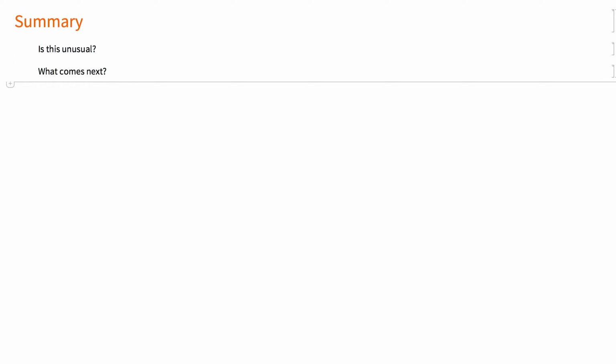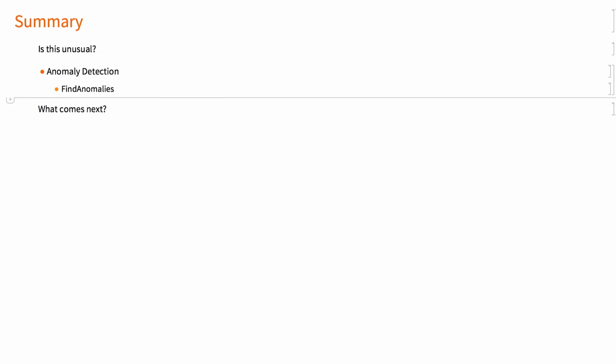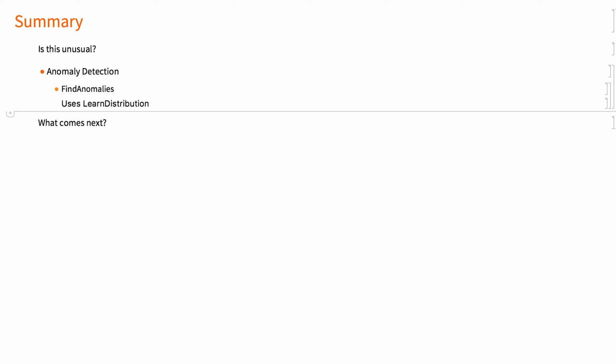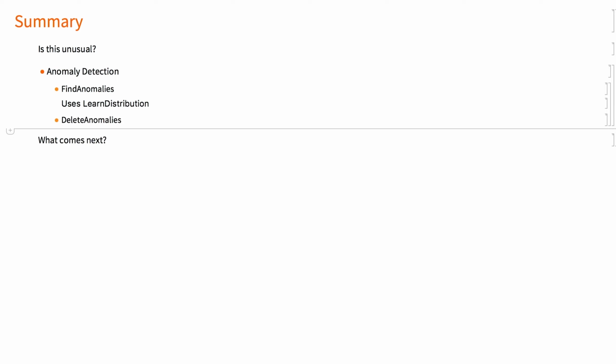In summary, we looked at 2 more questions that could drive our multi-paradigm project workflow in this segment. 1, is this unusual? And 2, what comes next. To find out if a data point is unusual, an anomaly, or an outlier, we can use FindAnomalies, which internally uses learned distribution. We looked at a few examples of using FindAnomalies for numeric and time series data. We also looked at DeleteAnomalies for finding and deleting anomalies.